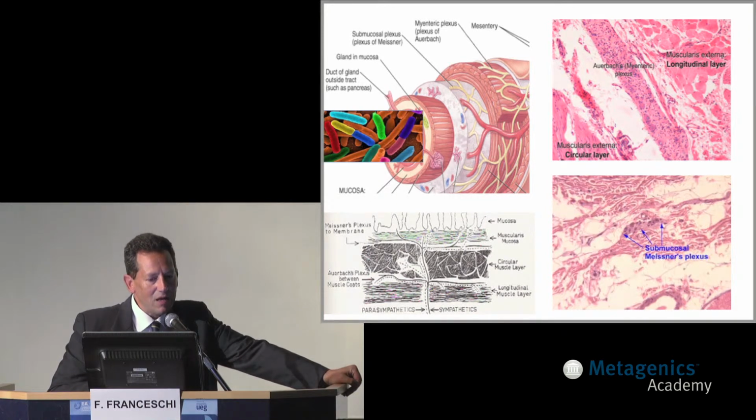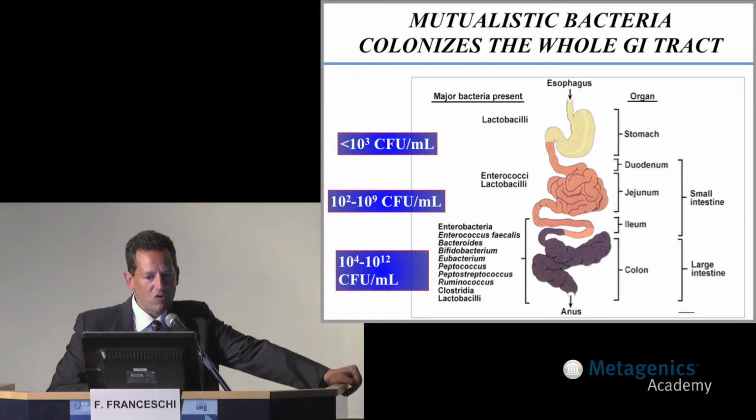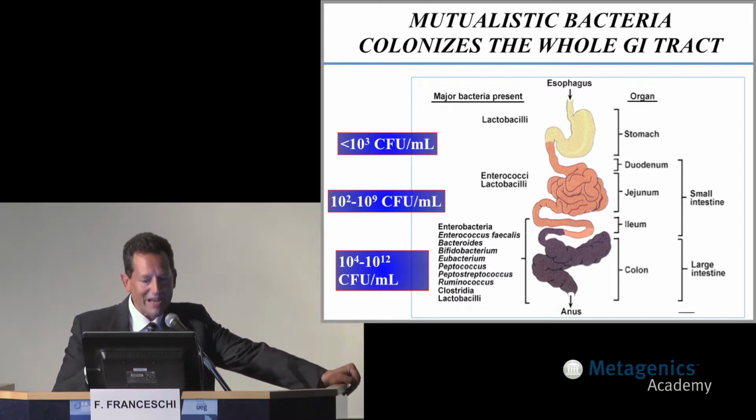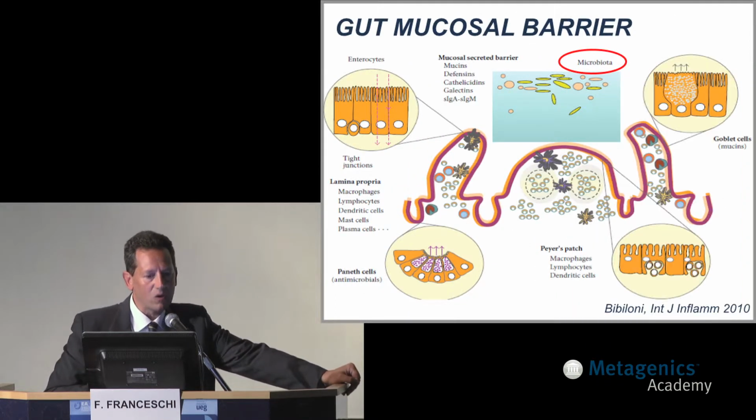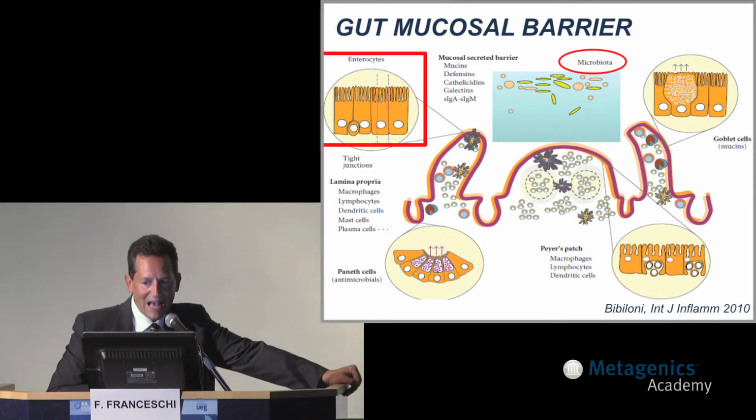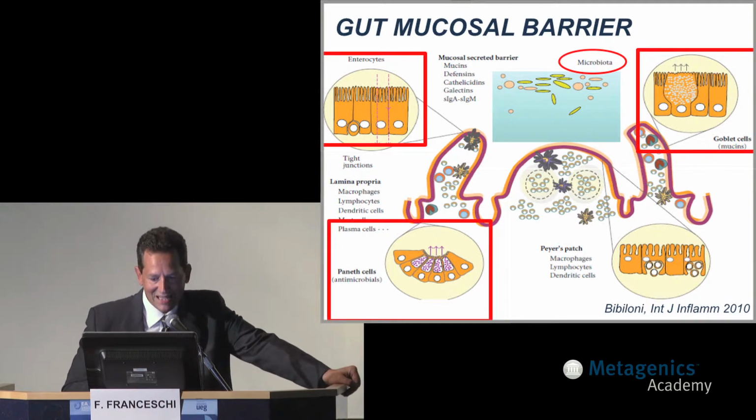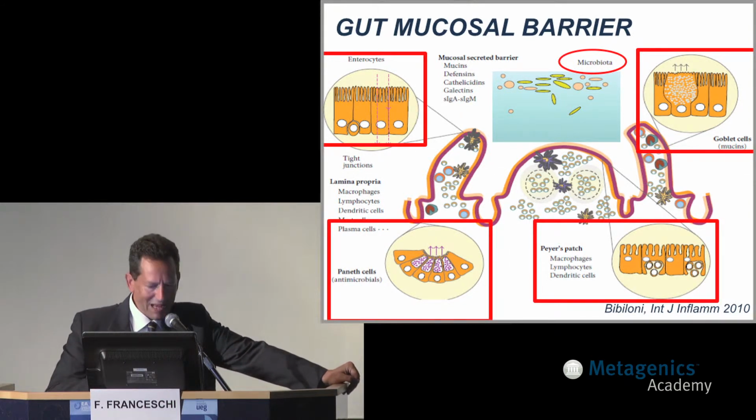We know that the mesenteric plexus is very important for visceral pain, but from this picture, what is missing? What is missing is the inside, the interior part of the gut, which is composed of the gut barrier and microbiota. You have seen these slides showing an increasing concentration of bacteria composing the gut microbiota from the stomach to the colon. And here you can see the gut mucosal barrier, which is made of microbiota, the enterocytes, the goblet cells, very important in the production of mucins, the Paneth cells, and the Peyer patches, which are made by macrophages, lymphocytes, and dendritic cells.